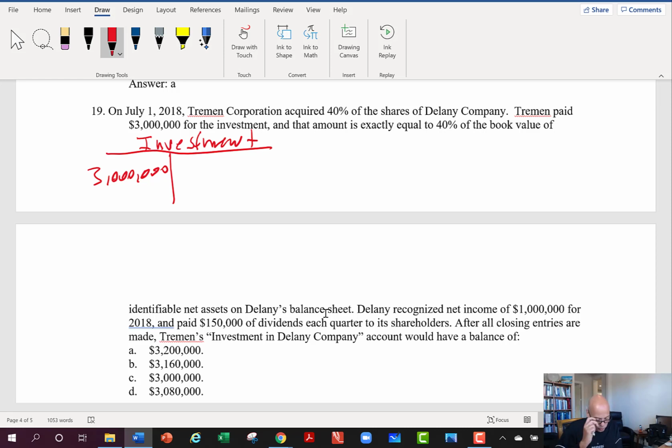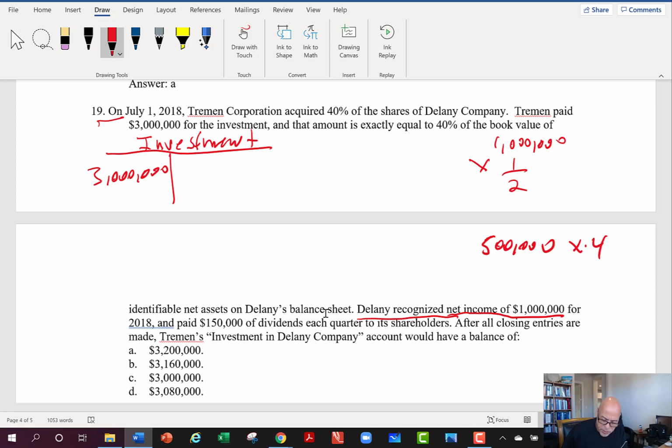Okay. Now the next trick here, and why this is an important problem, they say that the subsidiary Delaney had net income of $1 million, right? We're doing the accounting for Tremin here. Delaney had net income of $1 million. Okay, but what happens? They only had that stock for half the year. So I don't take the full million because they bought the stock July 1st. I take 500,000, and then I don't take all of the 500,000 because I only own 40% of that stock. So what's that, 200,000?